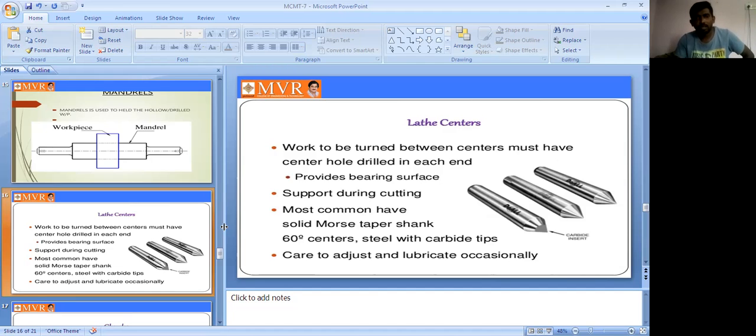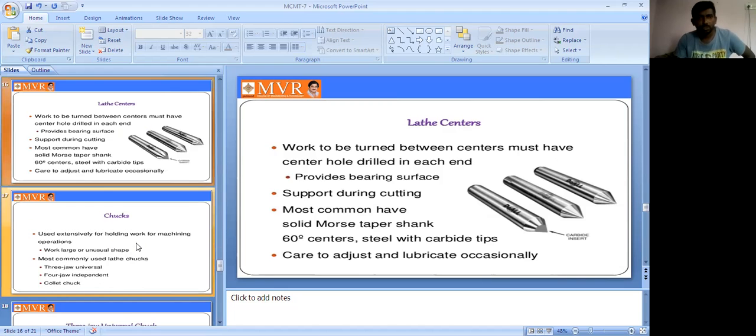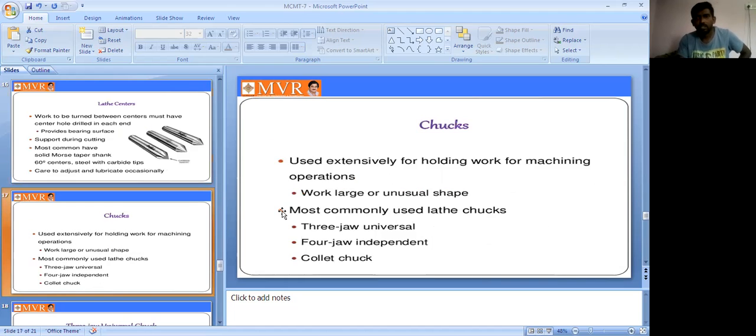Next we have another work holding device: chucks. The chuck is used extensively for work holding in machining operations, for work of large or unusual shapes. The most commonly used lathe chucks are the 3-jaw universal chuck, the 4-jaw independent chuck, and collet chucks. Chucks are very important.